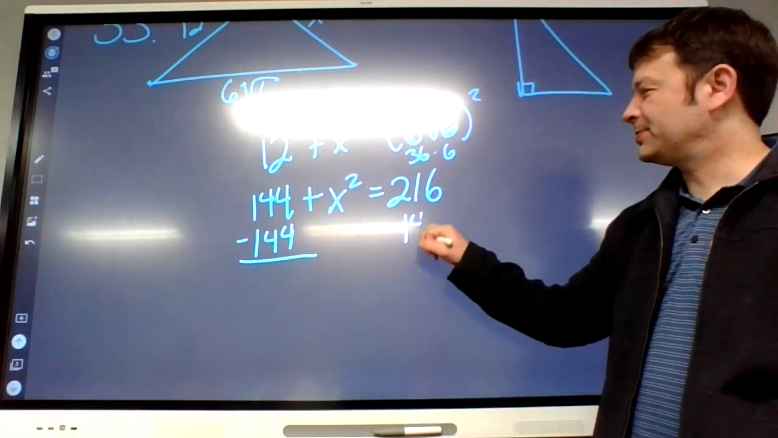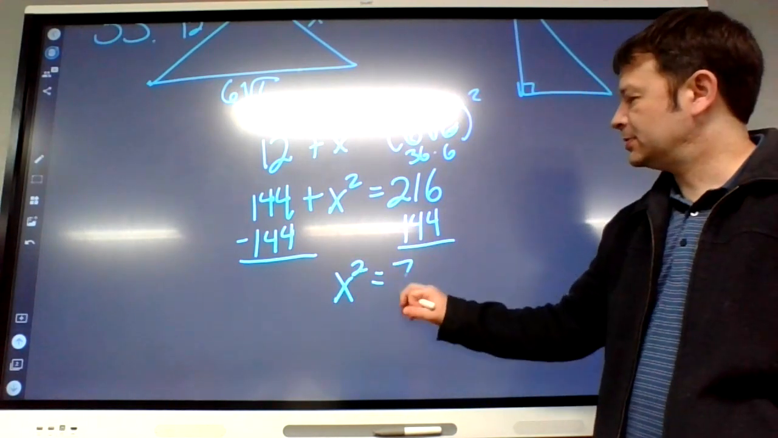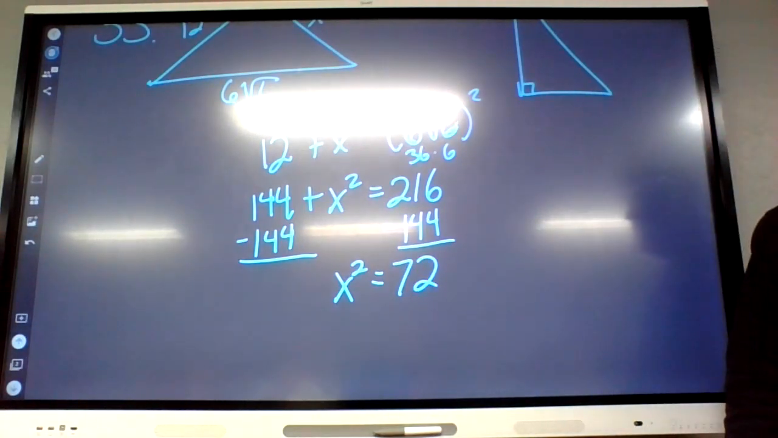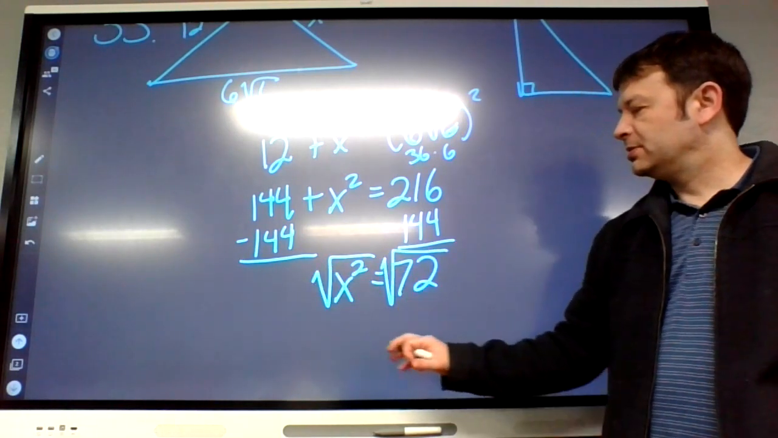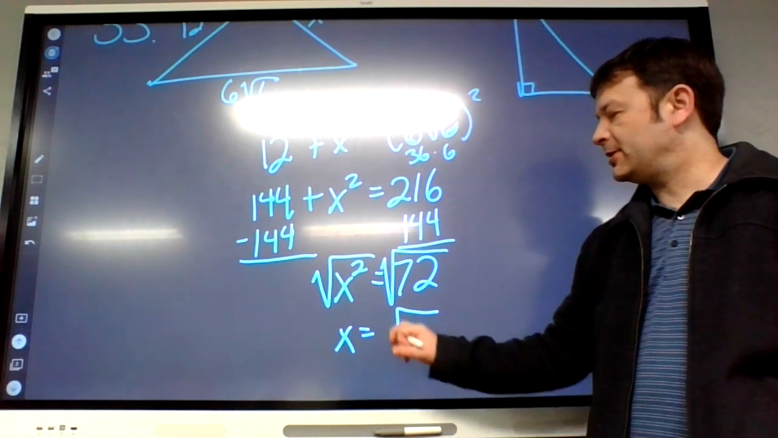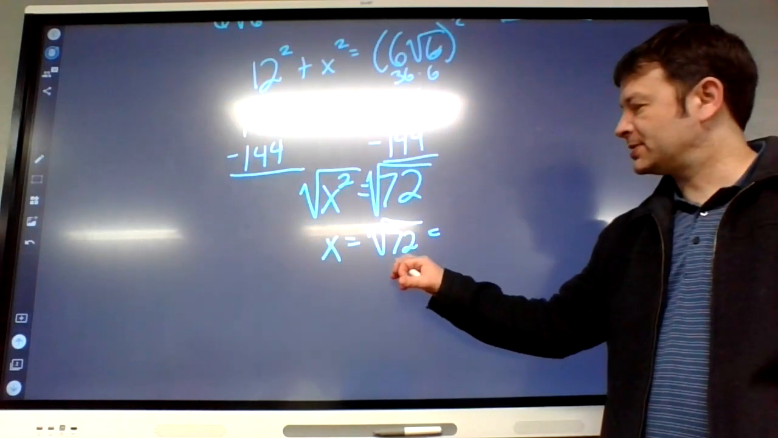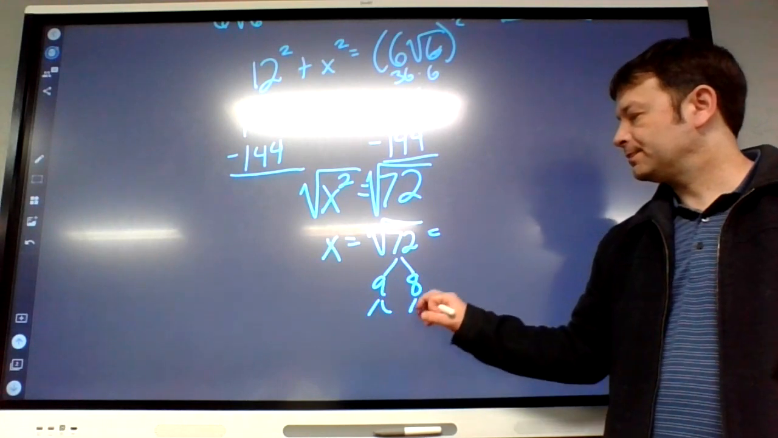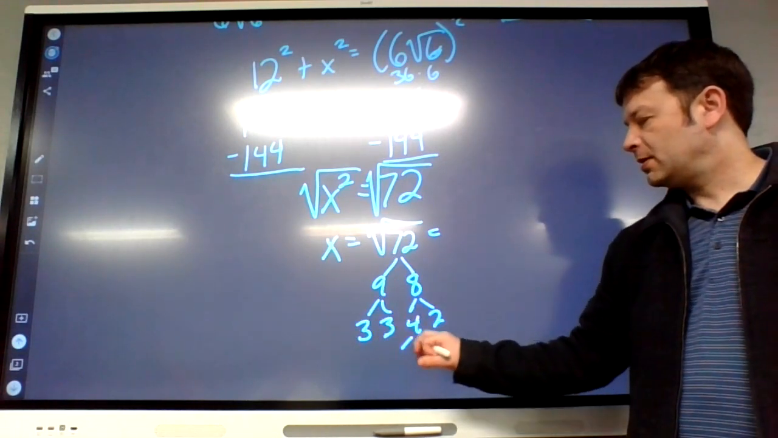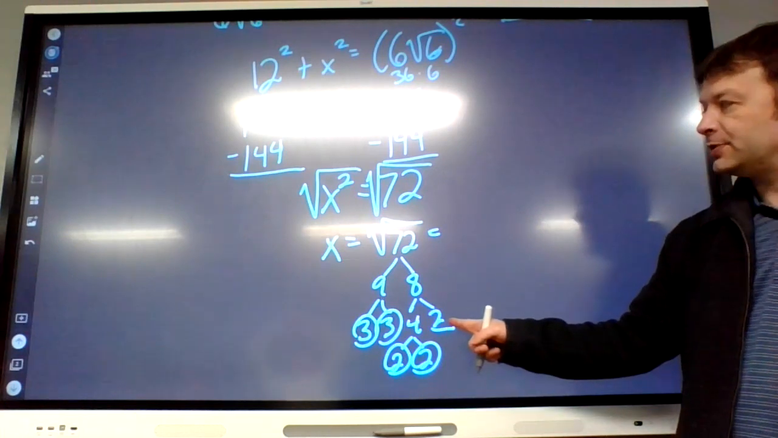So I'm going to get x squared by itself. Is that 72? Yeah. Okay, now what? Square root. Right, to get rid of a square, you take the square root. Normally when we do the square root trick, you're supposed to put plus or minus, but negative does not make sense as a side of a triangle. Square root of 72. Okay, so there's a double 2 and a double 3. So it's 6 square root of 2.